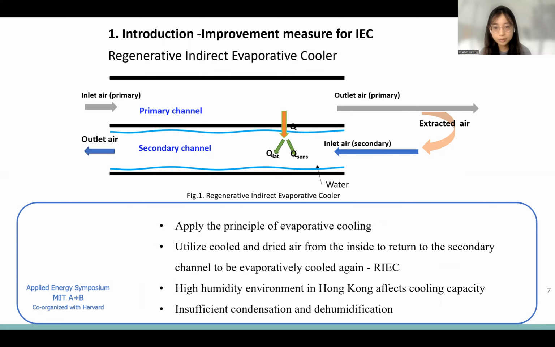Here is the indirect evaporative cooler, which is well recognized for effectively handling the sensible heat load and applies the principle of evaporative cooling. It can utilize cold and dry air from the inside to return to the secondary channel to be evaporatively cooled again, that is to become an IEC. However, due to the high humidity environment in Hong Kong, it might have an effect on the cooling capacity, and a high humidity area might not have sufficient condensation and dehumidification for pure IEC.